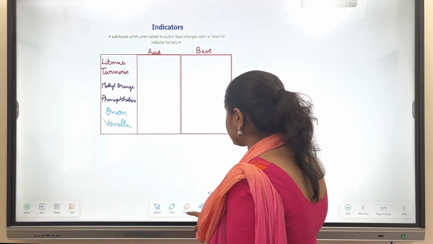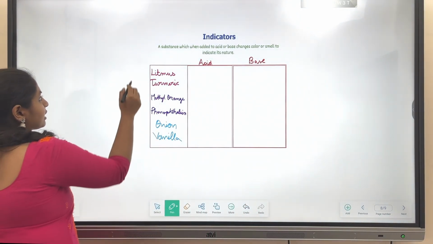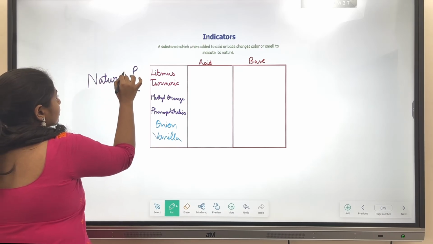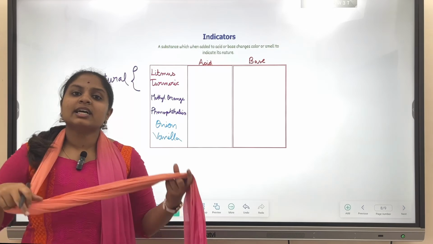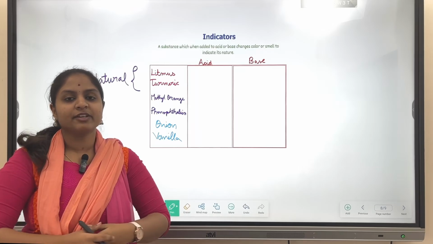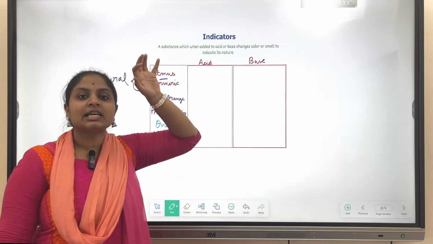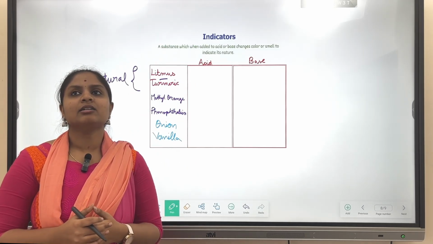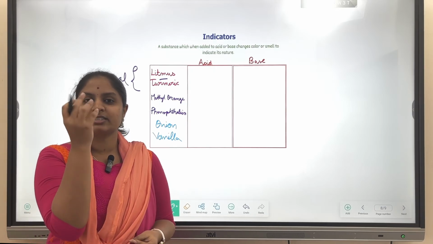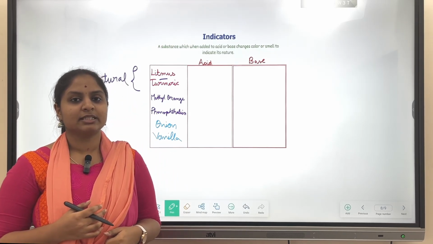So in indicators, there are three major types. The first type of indicators are natural indicators. Natural indicators are the indicators that are present naturally in the world. We don't have to manufacture them. The first natural indicator is litmus. Litmus is a chemical compound obtained from lichens, which are small tiny organisms. From them this litmus is obtained.